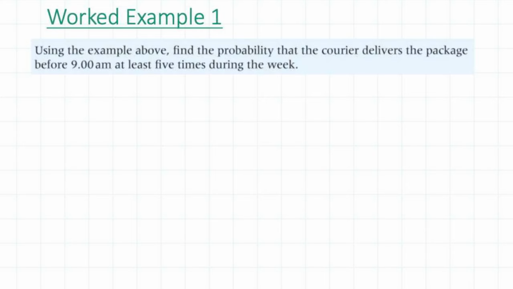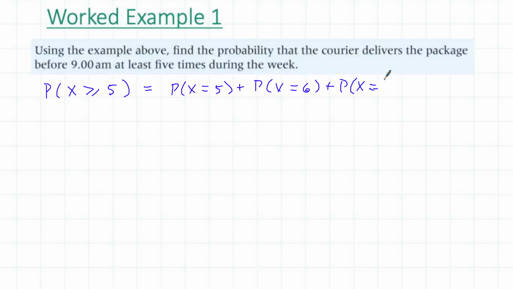Now, find the probability that he delivers the package before 9 a.m. at least 5 times during the week. So I need at least 5 times. You can either directly do it as 5 out of the 7, or at least 5 out of the 7, which means the probability equals 5, equals 6, equals 7. So we can do the PDF of each one directly.